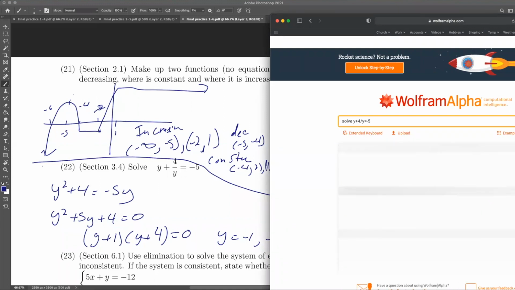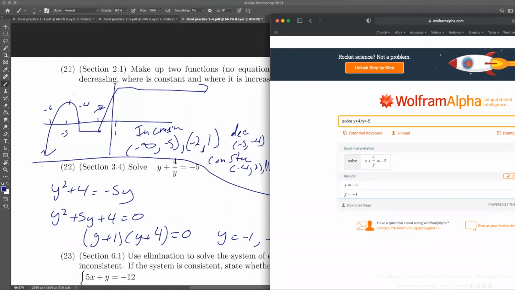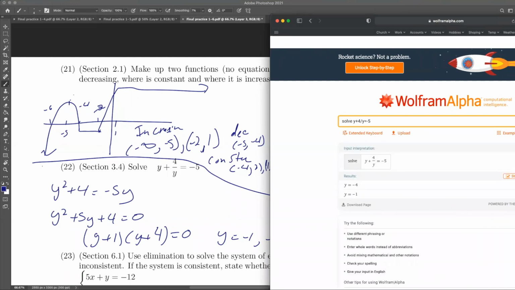It crunches. It's thinking hard. And so here we get negative 1 and minus 4. Okay, so here you just multiply by y or t or whatever variable it has to clear out the fraction. And then it just turns into a normal quadratic.